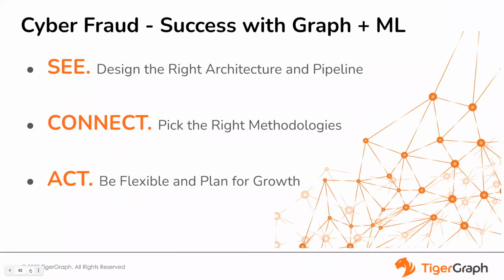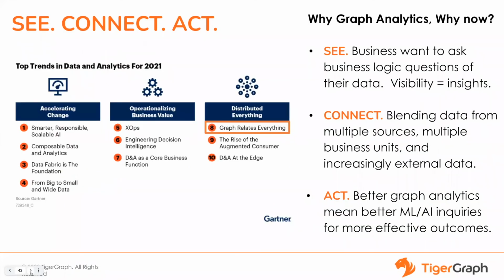So Gartner thinks that graph relates everything, and we want to ensure that we are helping our customers drive new insights from visibility, and that means that we also are going to blend data from multiple sources, and that means that we're going to have better machine learning and inquiries for more impactful business outcomes.